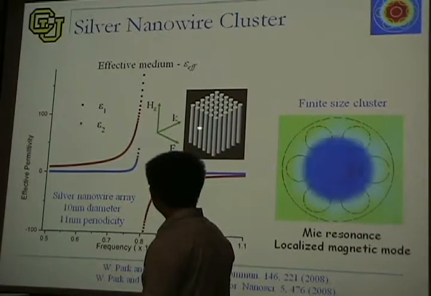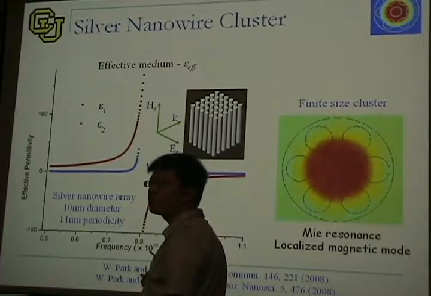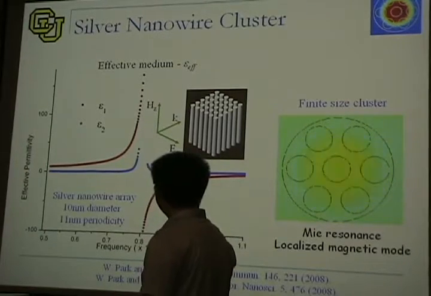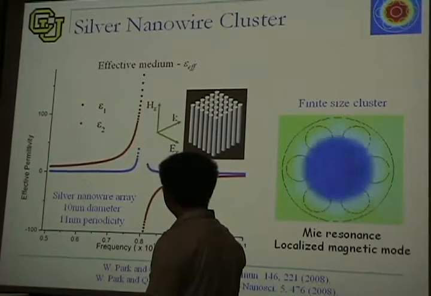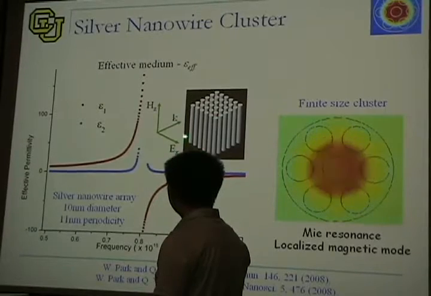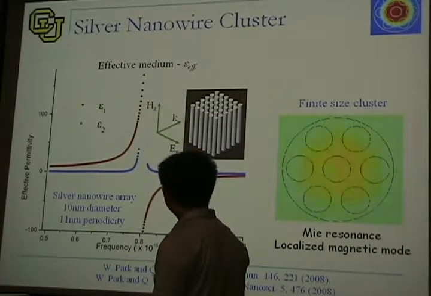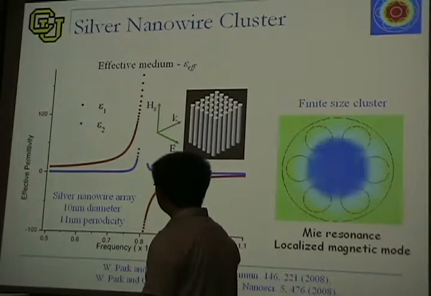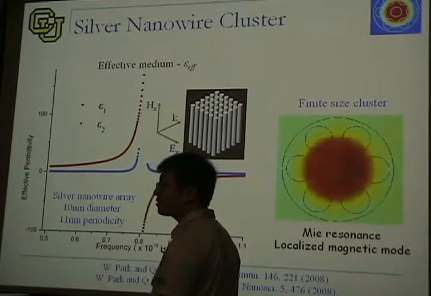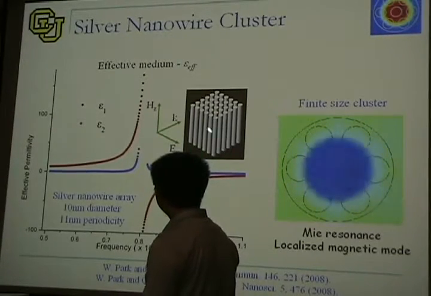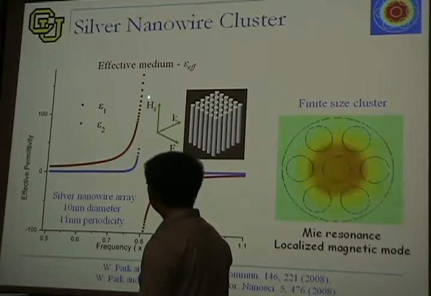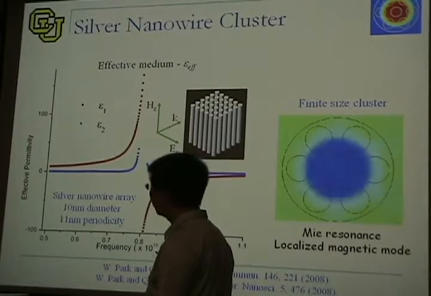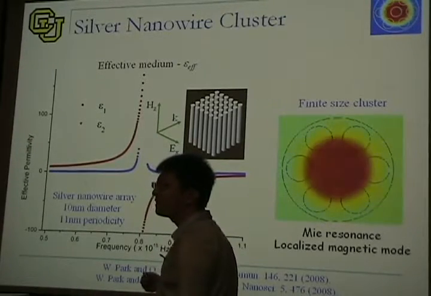A periodic array of metal nanowires, also called plasmonic crystals, has been shown to exhibit a resonant behavior in effective epsilon when it is excited by a so-called transverse electric field. So this picture actually shows the calculated effective epsilon of a square array of silver nanowires shown here. As you can see, the red curve shows the real part of the epsilon, and it is indeed resonantly enhanced.